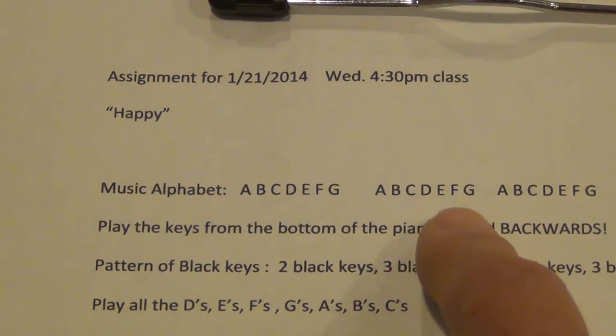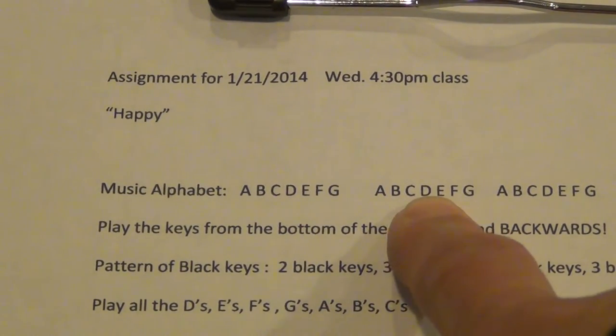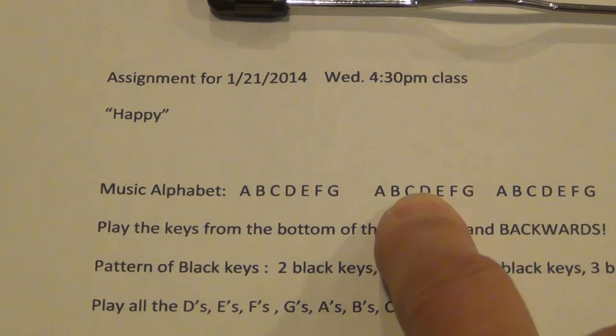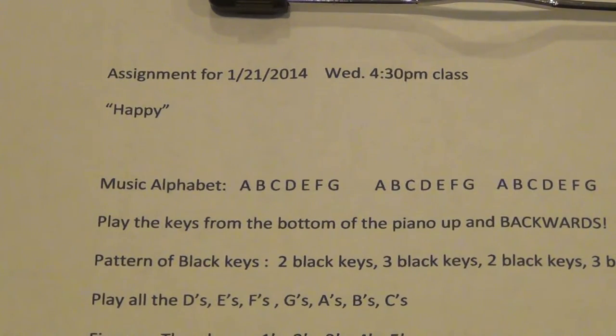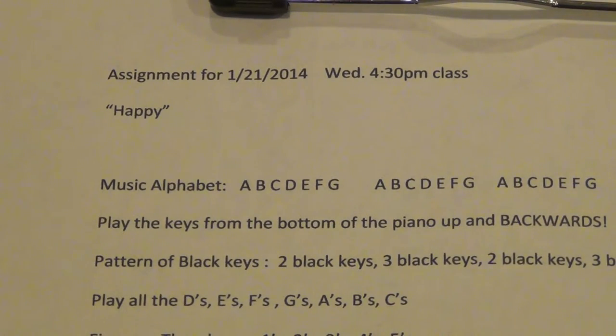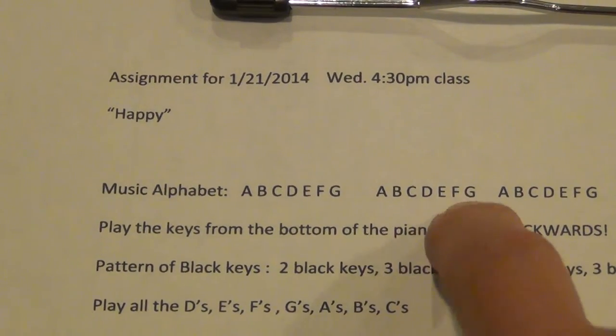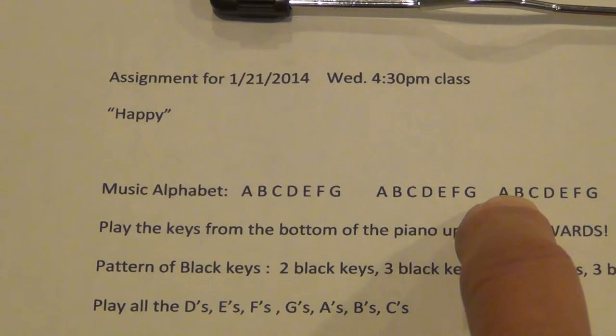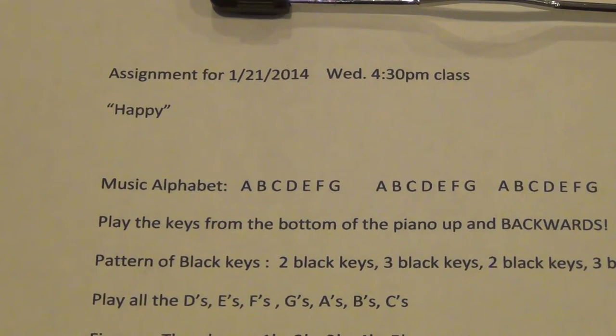Also, you can play a game and ask what letter comes before D. Of course, it's C, but you're not going to show them that. What letter comes before A? And they would say G. That's a tricky one. The last letter of the music alphabet is G, so the letter that comes before A is G. You want to be able to think backwards. Music goes forward and backwards.